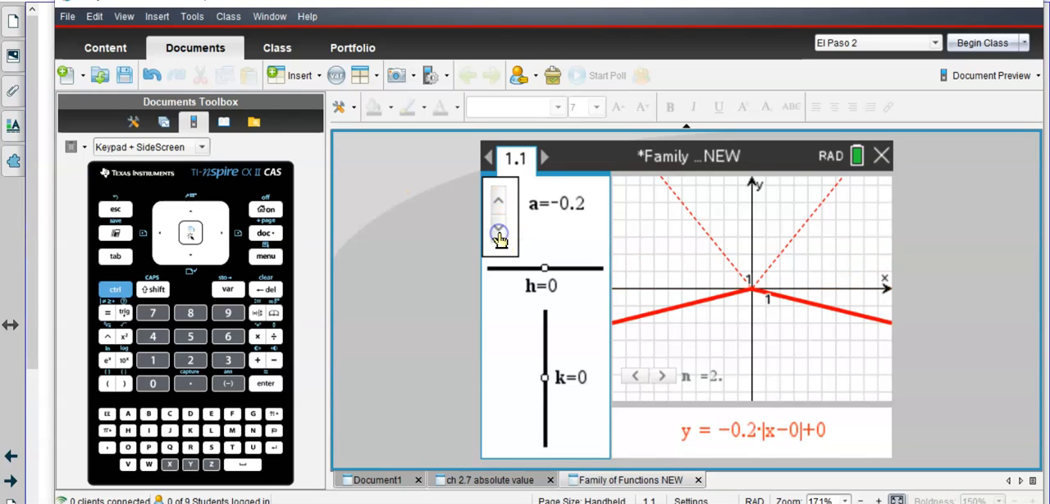And watch what happens when it goes negative. It actually flips down. So that graph really reflects over the x-axis. If it's -1, it's a perfect reflection of the absolute value graph if that value is negative. So that's called a reflection across the x-axis. And again, it gets skinnier as the absolute value of that number grows.